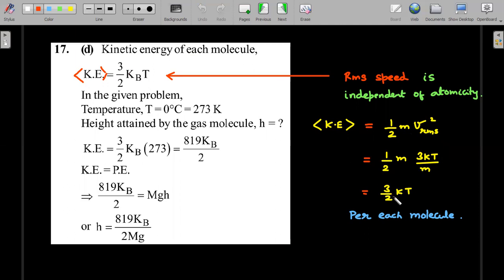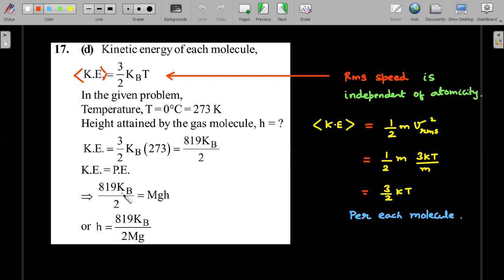I already discussed this, how to derive the average kinetic energy, VRMS. Another form of VRMS is root 3RT by capital M, where capital M is molar mass, and now you have a single molecule, okay, where you write this as k. So that one, you'll assume all of this energy is utilized to actually gain the height, and therefore the KE of each molecule, which is this number, is lost in the form of potential energy.